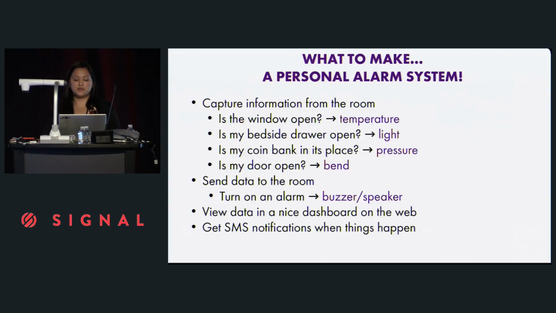I decided to start with my room first to prototype the idea, because then everything could be scaled to the rest of my apartment. So this was my game plan. I wanted to capture specific data from the sensors in my room: temperature to see if my window was open, light to see if my bedside drawer was open, pressure to see if my coin bank was in its place, and a bend sensor to see the status of my door. I also wanted to send signals to my room to set a buzzer or a speaker off as an alarm. Now, I wanted to see all of this info on a nice dashboard online and also get SMS notifications if something happened.